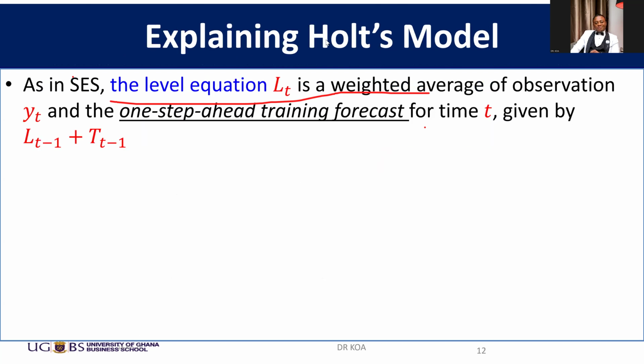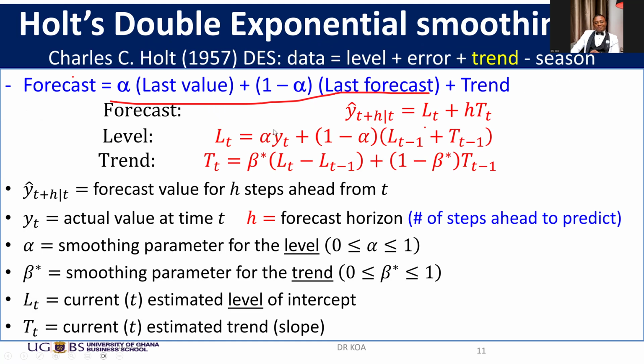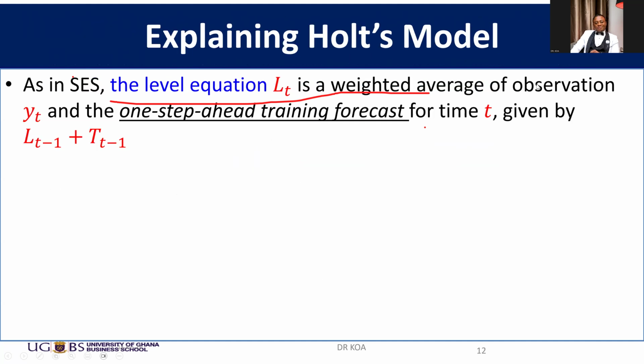Okay. Now, just like in the simple exponential smoothing, I'm explaining even further, the level, the LT, if you look at it mathematically, it's telling you that it's a weighted average of these two. So first you have the YT, and then you have the past of the two. So it is a weighted average of the observation, this YT, and the one step ahead training forecast for time T. Now the one step ahead training forecast here is this.